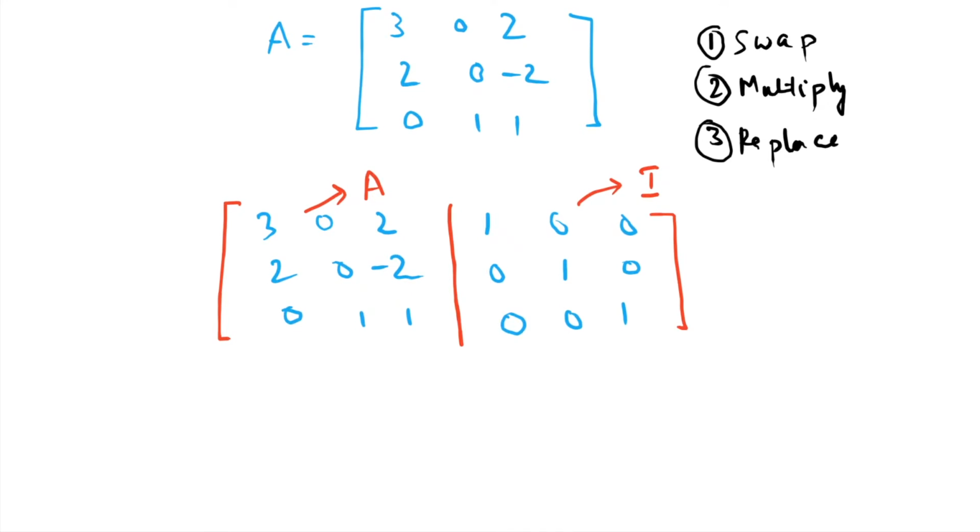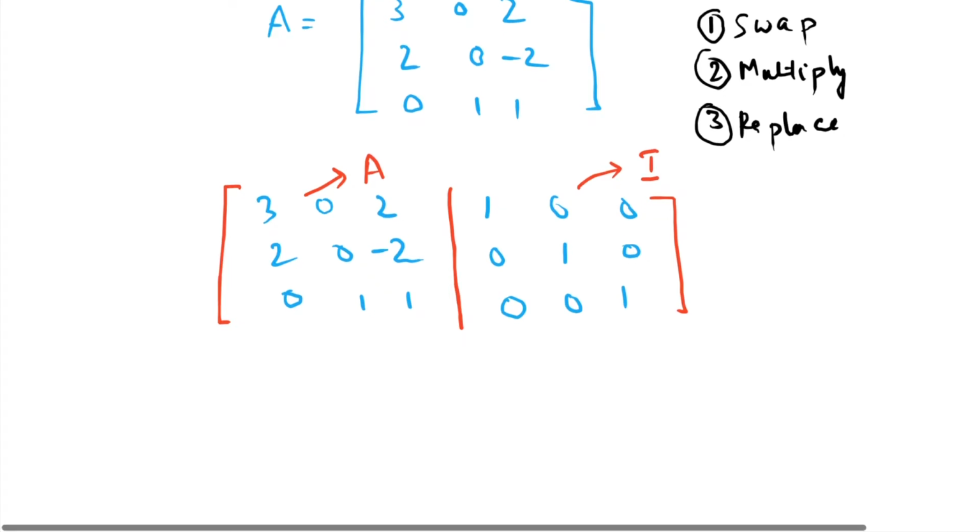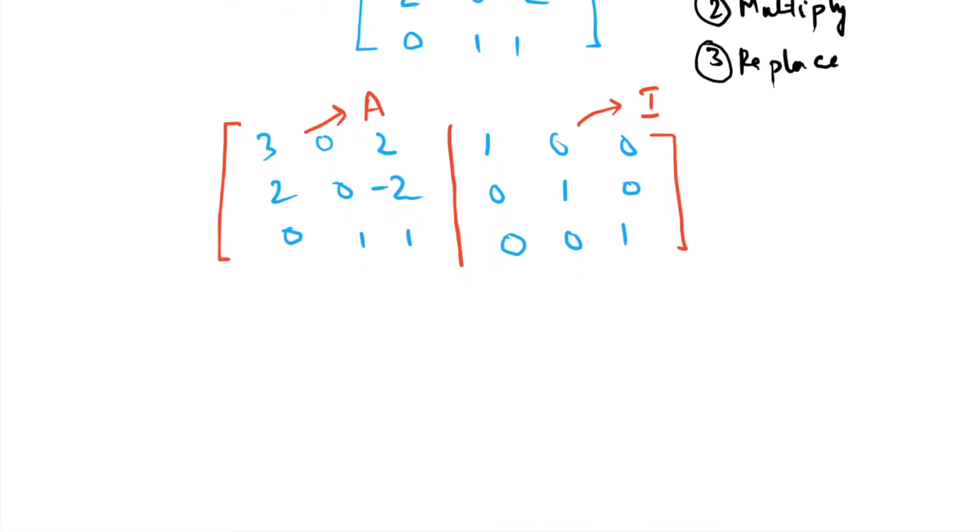Okay, so now we start the process of Gauss Jordan elimination. So we write down the matrix A, and then we put a bar, and then we write down the identity matrix. And the goal is to convert this A here into an identity matrix.